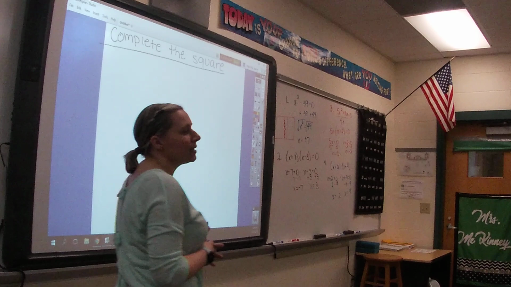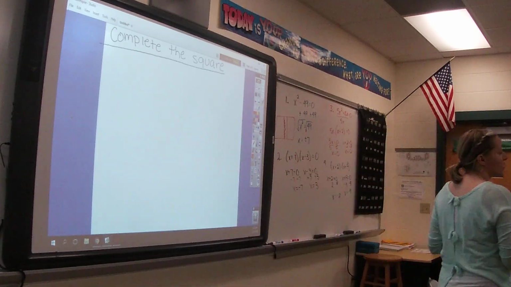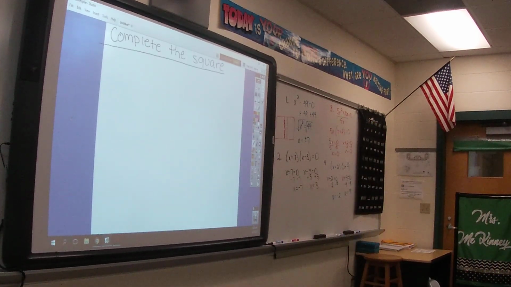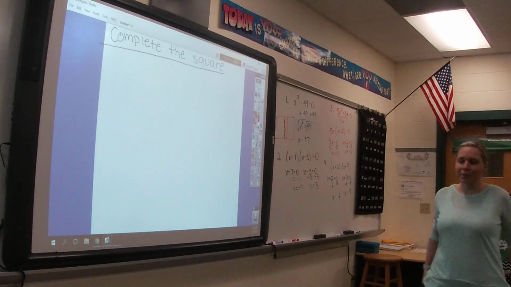Even if you decide today that this isn't your favorite option for solving a quadratic, it's a really important process that comes up in other courses after algebra. It helps us rearrange things when we want to graph and things like that.